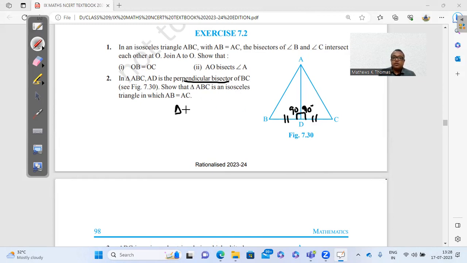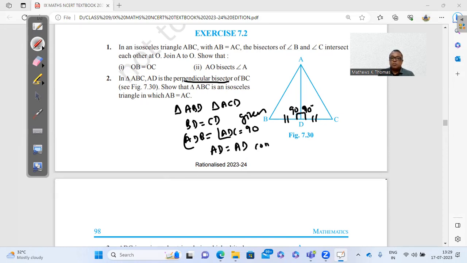So very simple. We just need to take the triangles and prove them congruent. Take triangle ABD and triangle ACD. And what are our 3 conditions? First, it is given to us that this is a perpendicular bisector, so BD and CD are equal. These 2 sides are equal. And these angles are equal, ADB and ADC, both are 90 degrees. And if you look at ABD and ACD, both have AD. AD is part of both the triangles, so this is common. So we've got 3 conditions, side, angle, side.